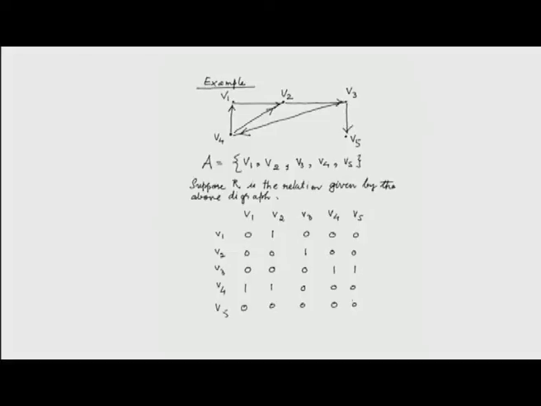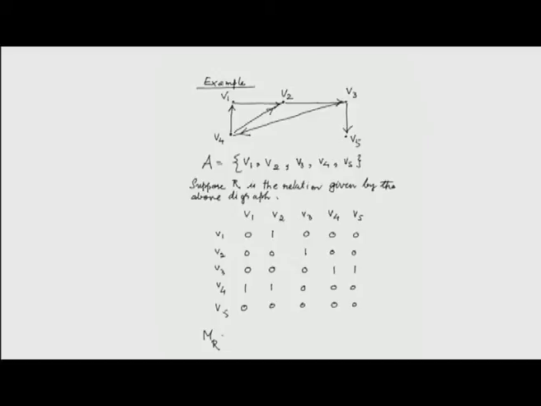Thus, we have the basic matrix corresponding to the relation R, and if we choose to forget the ordering, that is to say, suppose we fix the ordering once and we do not write the ordering beside the rows and columns of the matrix all the time, we can write MR as 0 1 0 0 0, 0 0 1 0 0, 0 0 0 1 1, 1 1 0 0 0, and 0 0 0 0 0.